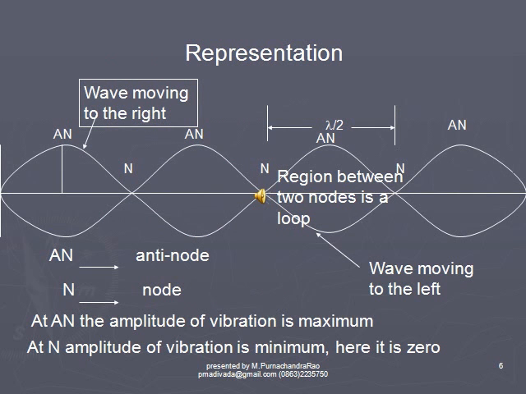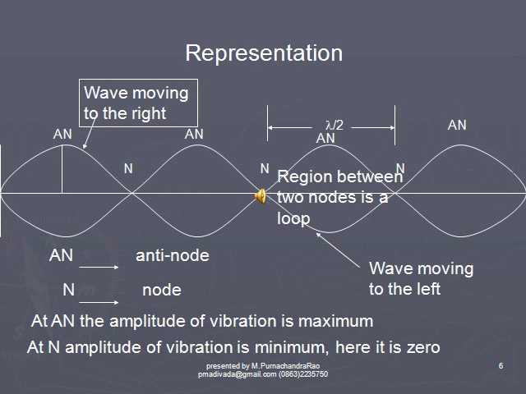When we observe the stationary waves on a stretched string, we notice loops as shown in the figure. Here, one wave proceeds to the right, the other wave proceeds to the left. Due to the superposition of these two waves, the stationary waves are formed. AN indicates antinode, N indicates node. Antinode is the position where the amplitude of vibration of the particle is maximum.